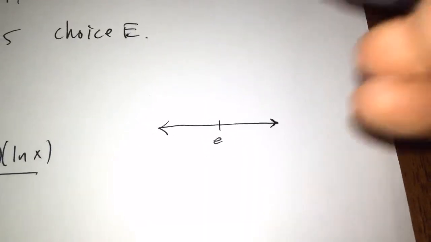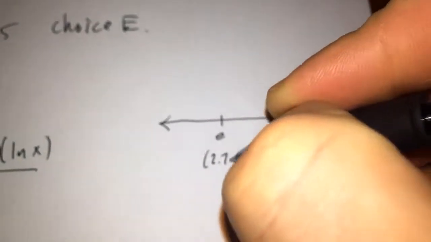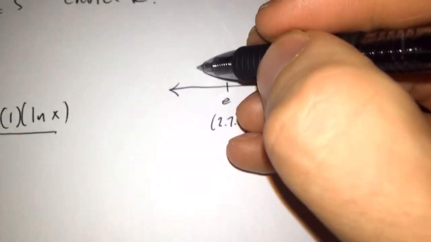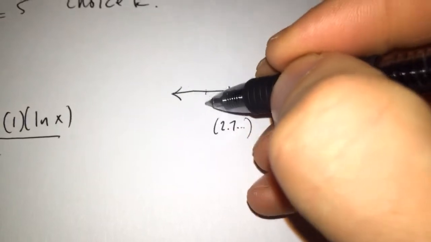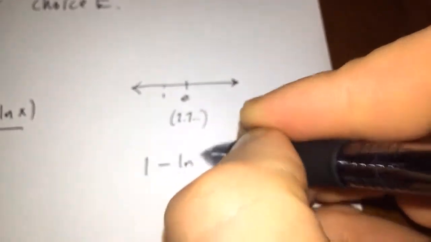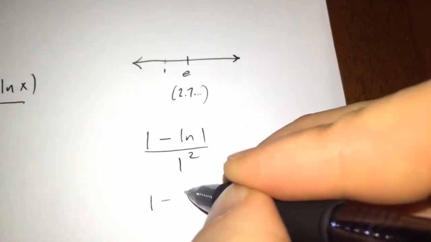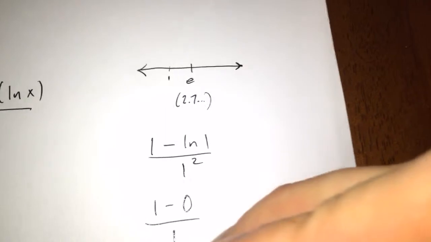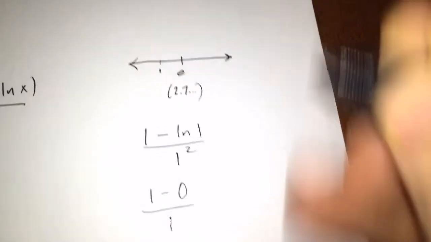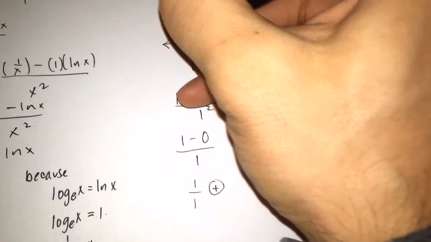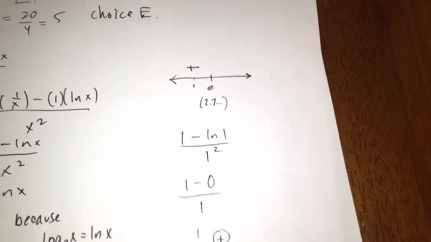Now I'm going to create a number line for myself. I know that e is about 2.7 something. If this is e, I'm going to pick a value less than that, so how about 1? So I'll say 1 minus ln of 1 all over 1 squared. Now ln of 1 is 0, 1 squared is 1, you get 1 over 1. This is a positive number. I know that this interval is going to be positive.